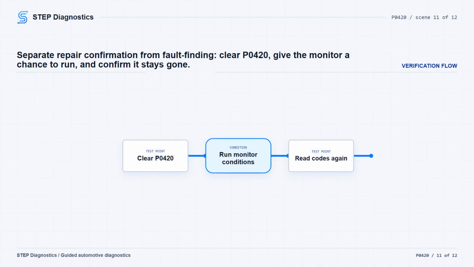Keep verification separate from the testing path. After any repair in this diagnostic, clear the code, operate the vehicle so the catalyst monitor has a chance to run, and confirm P0420 does not return.